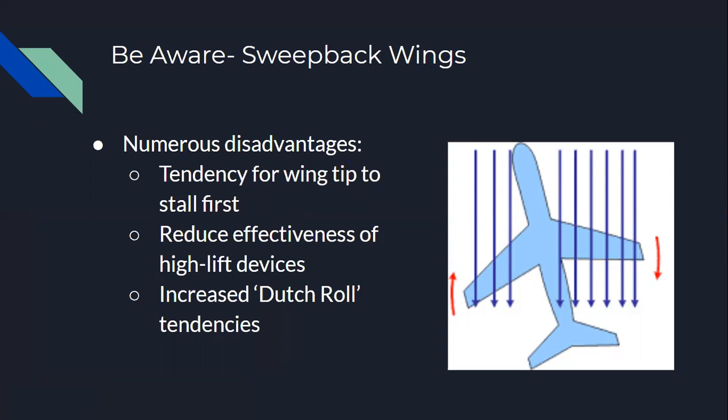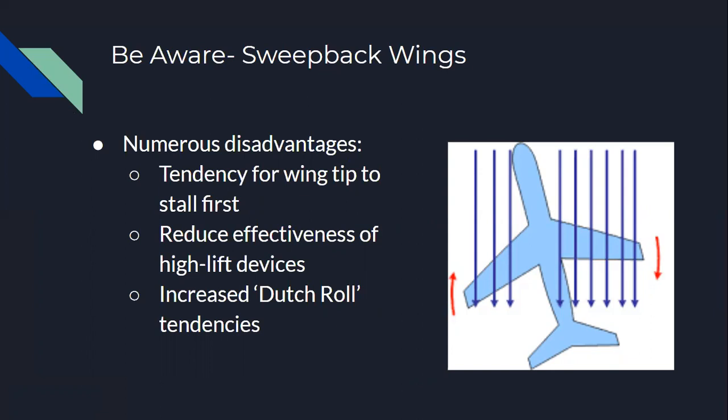Most supersonic aircraft will still choose to go with this design. However, it's important to be aware of the downsides. First off, the tendency for the wingtip to stall first is bad because that's where your aileron is. That's where you're controlling your craft. So if that stalls first versus the inner part of the wing right here, you're losing that extra controllability that you would normally have if you're going into a stall.